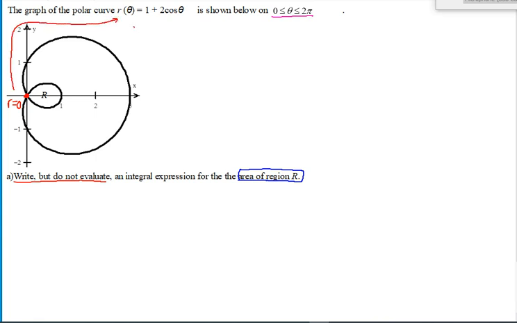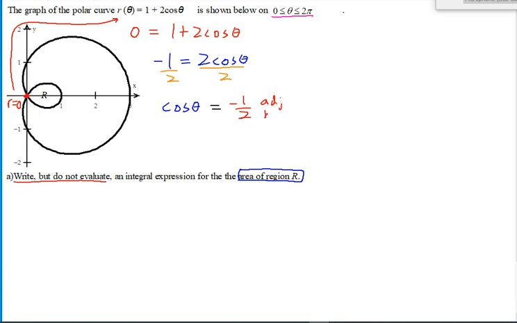So let's use that to help us figure this out. If the radius has to equal 0, then say 0 equals 1 plus 2 cosine theta. And let's solve for theta to help us figure out the starting and stopping angles. All right, so we first subtract the 1 and then divide by 2. I'll just switch the sides around here. We'll get cosine of theta equals negative 1/2. And remember, cosine is the adjacent over the hypotenuse. So let's figure out what those angles are between 0 and 2 pi.